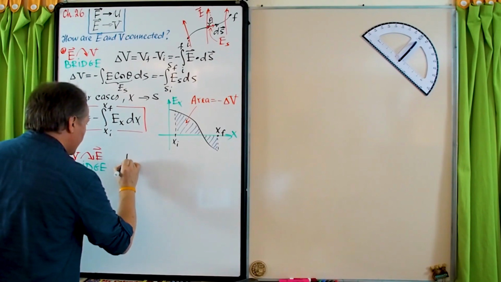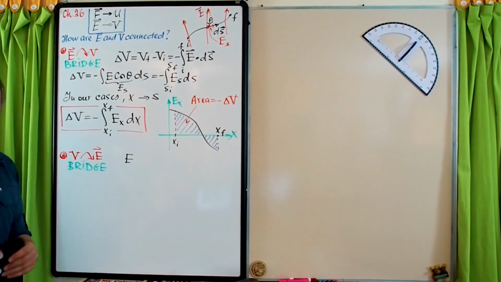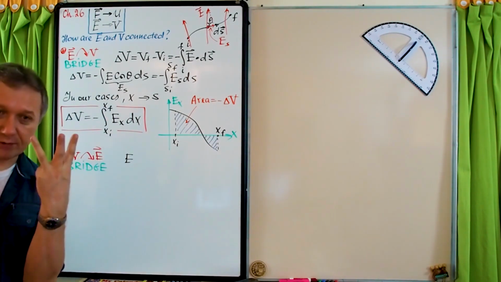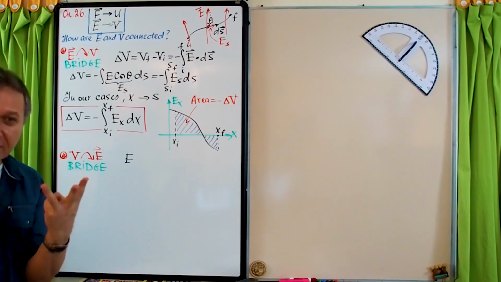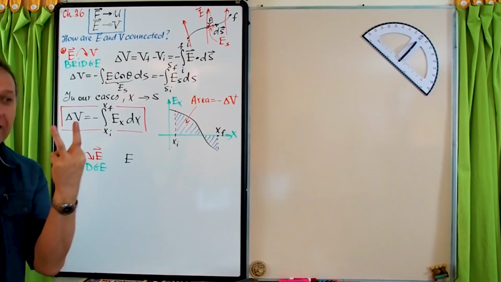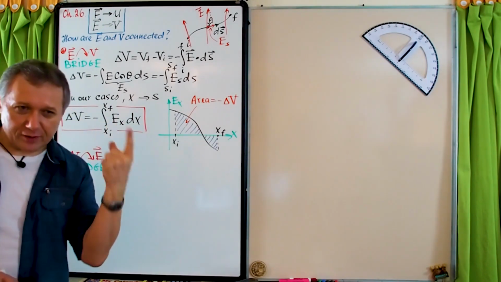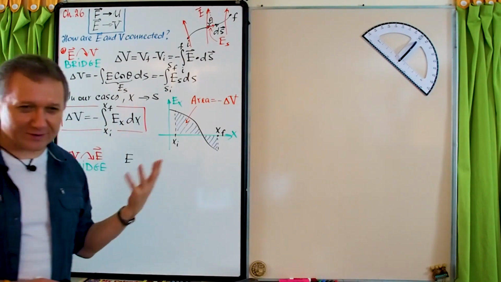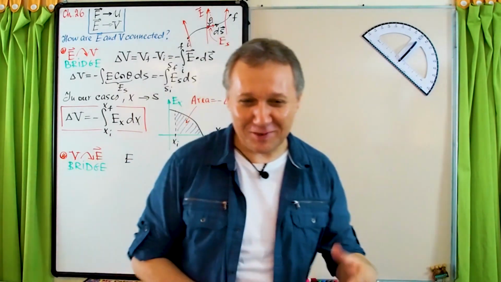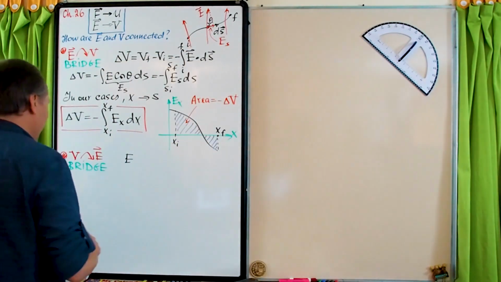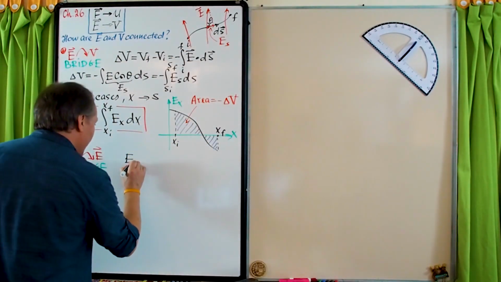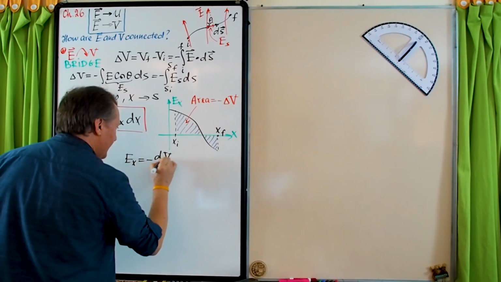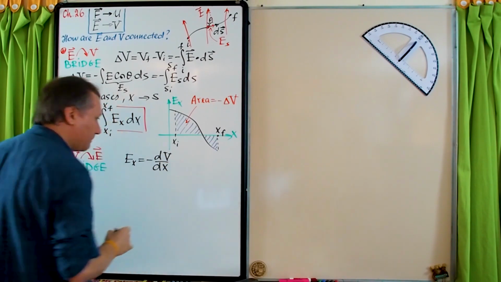So let's start with the x component. Now we move from the scalar function to the vector function. A vector function has 3 components, so we must have 3 formulas: for the x, for the y, and for the z component. I have to watch my fingers. Sometimes I can show something right in the middle of the class. So E sub x equals minus partial dV over dx.